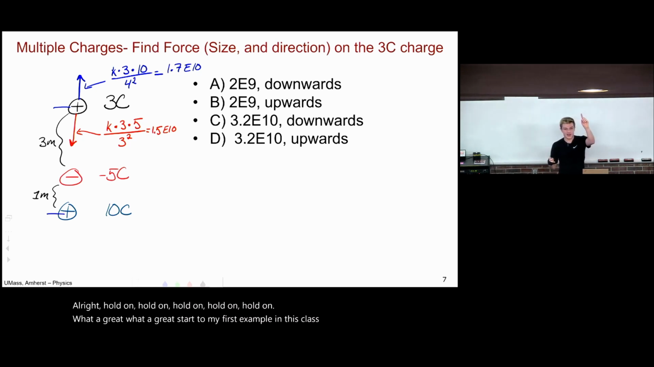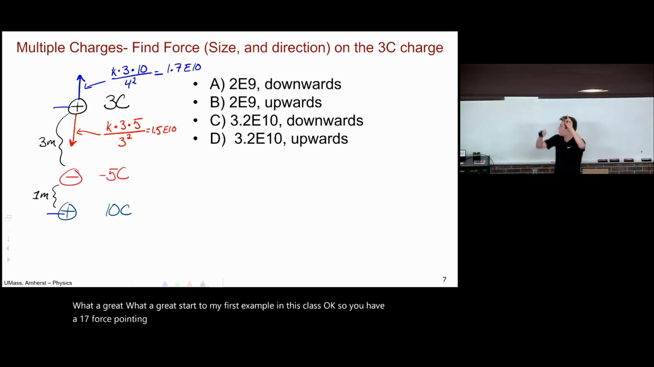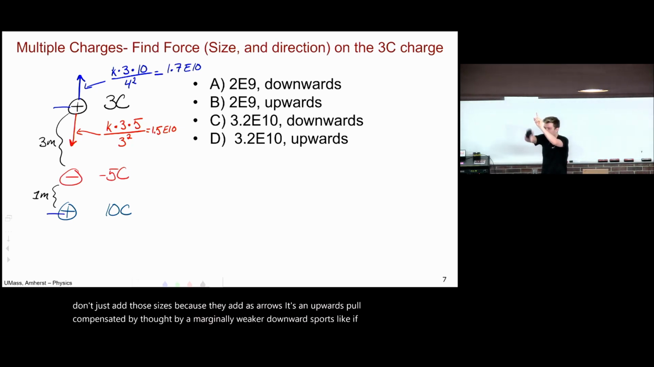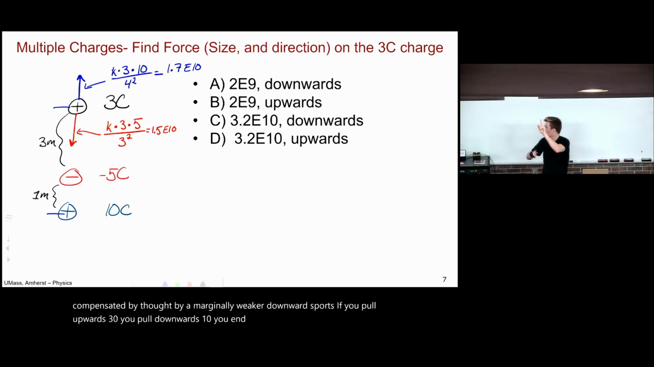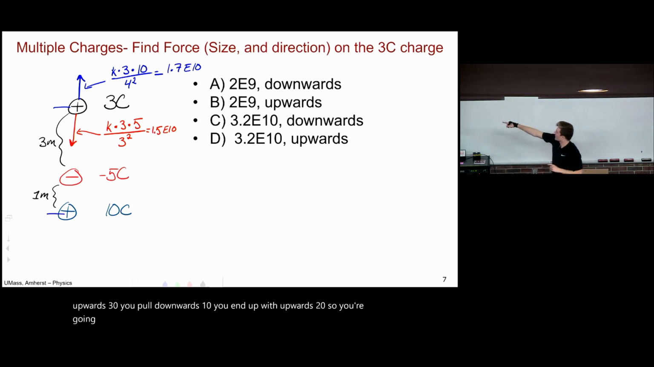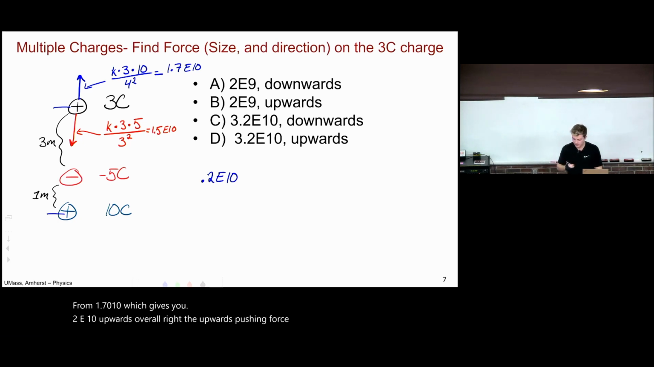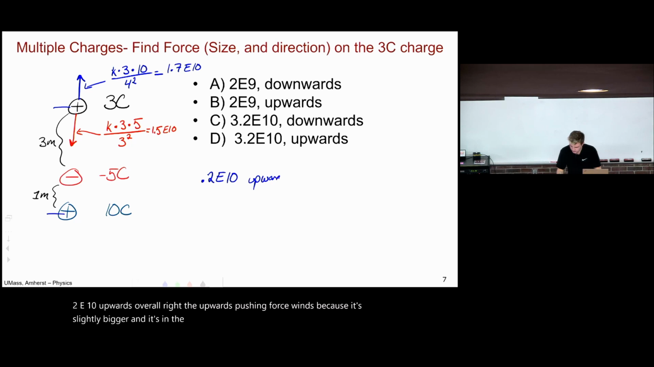Okay, so you have a 1.7 force pointing upwards and a 1.5 force pointing downwards. Now again, you don't just add their sizes because they add as arrows. It's an upwards pull fought by a marginally weaker downwards pull. It's like if you pull upwards 30 and pull downwards 10, you end up with upwards 20. So you subtract 1.5 E10 from 1.7 E10, which gives you 0.2 E10 upwards overall. The upwards pushing force wins because it's slightly bigger. And 0.2 times 10 to the 10th is 2 times 10 to the 9th.